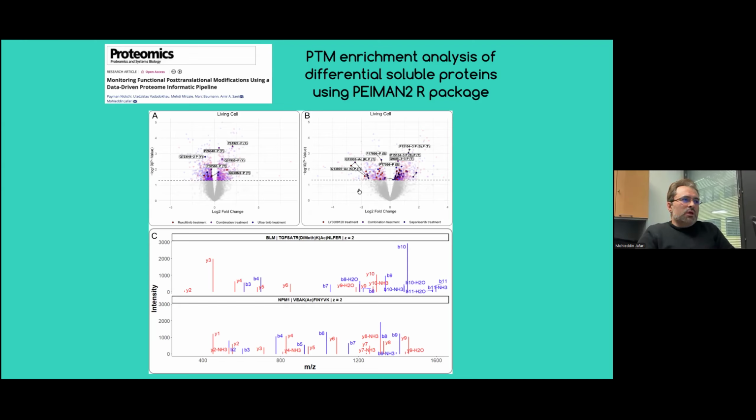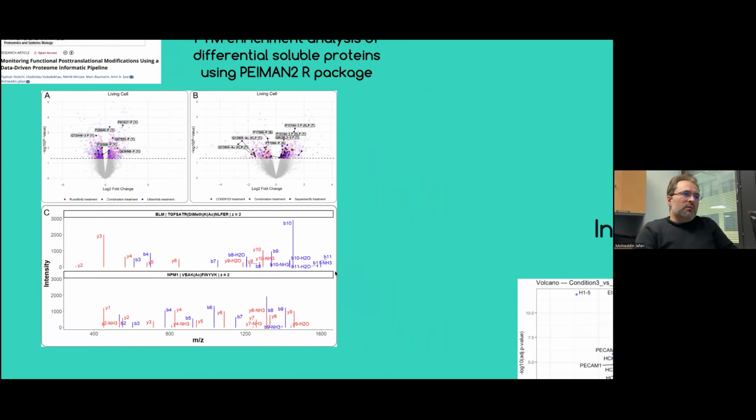And we would like to check in this analysis whether there is any difference in the PTM between common proteins identified in the combination and the single drug. And we also found, yes, there is a different PTM pattern, specifically for some very important proteins such as NPM1 that I have mentioned, and also BLM. So here we also mention the effect of PTM.